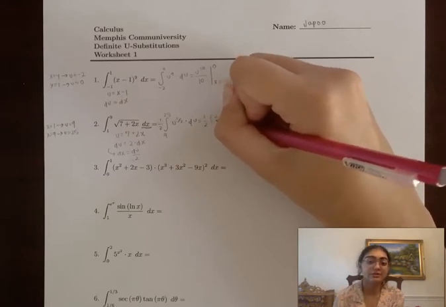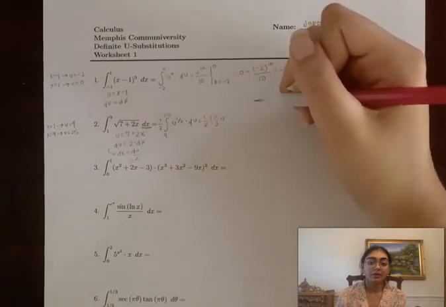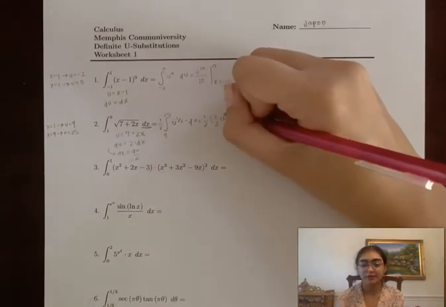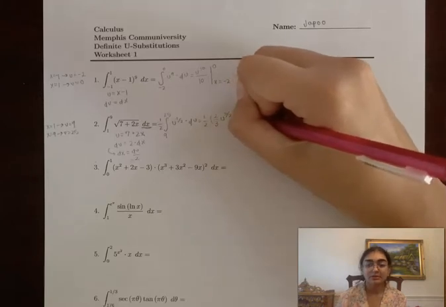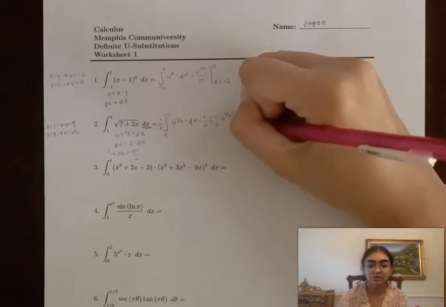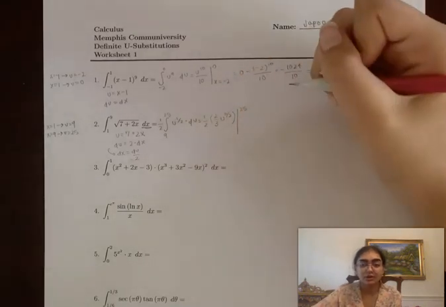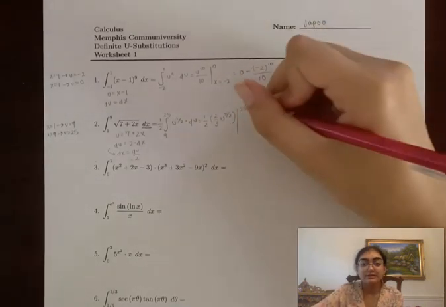So what we have, it's another power rule. Add 1 to the original exponent and then divide by the new exponent. And that's going to give us 2/3 u to the 3/2. And we're going to plug in 25 and 9.